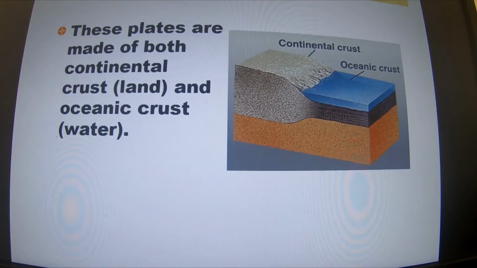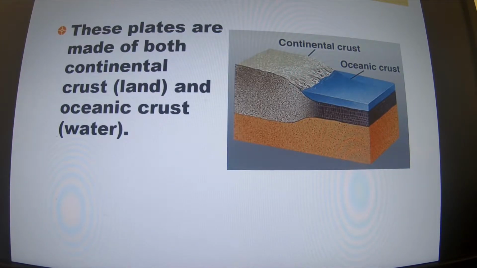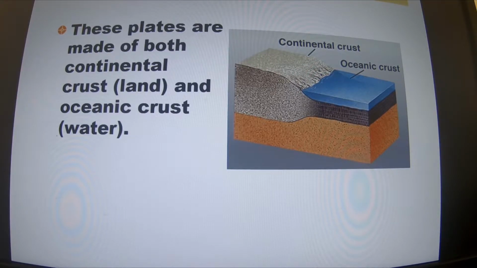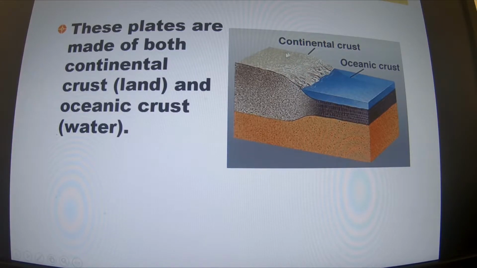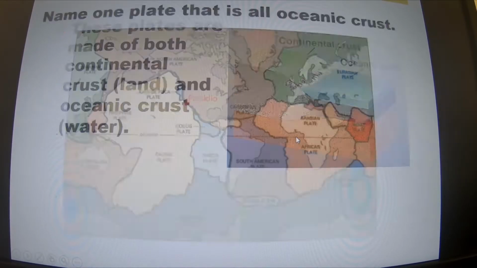These plates are made of both continental crust, land, and oceanic crust. So all of these plates, for the most part, have part of them that's land and part of them that goes into the ocean. Almost all of them have what's called continental crust, which is part of a landmass, and almost all of them also extend to under the water.